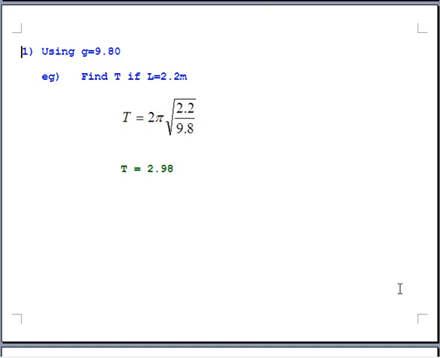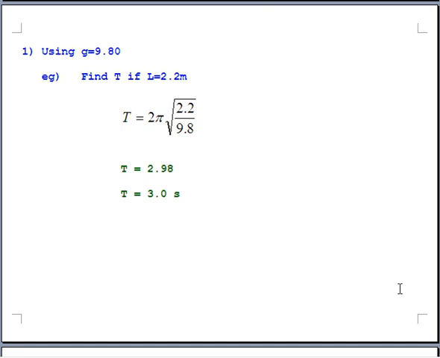And when you run those numbers, trust that you can do it. That's not important. It's easy. You get 2.98. You could call that 2.98 seconds or 3.0 seconds. We hit our 2 or 3 sig figs. Done.